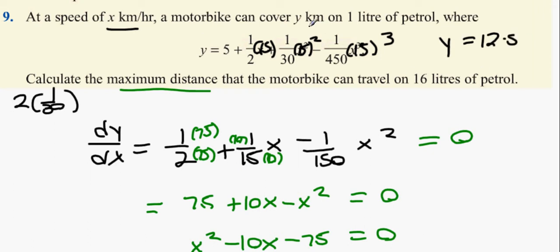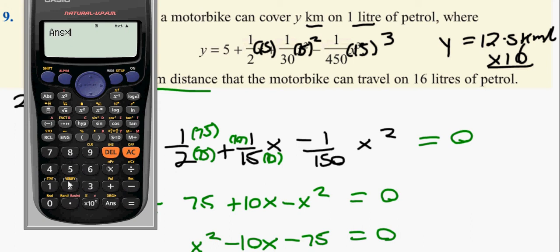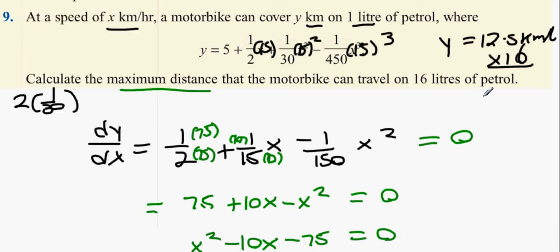Now remember what y stands for: kilometers per litre. We have 16 litres, so we've got to multiply this answer by 16. So what is 12.5 multiplied by 16? There we have it. 200 kilometers is what we can do. Okay. Moving on.